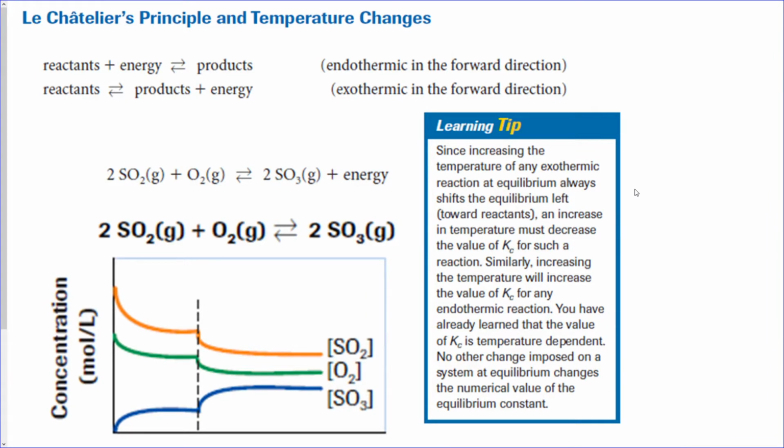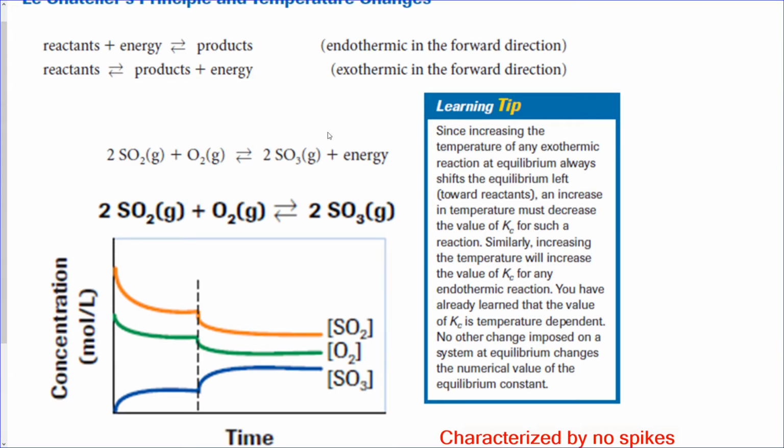The next one that we're going to talk about is temperature change. It's probably easiest to think about temperature change when we write it with the energy in the equation. So, of course, you already know this, but endothermic reactions have energy on the reactant side, and exothermic has it on the product side. When we increase the temperature, we are increasing the energy. So depending on where the energy is in our reaction, it is going to shift it toward either the products or the reactants. In, first of all, our exothermic reaction, we have everything at equilibrium.